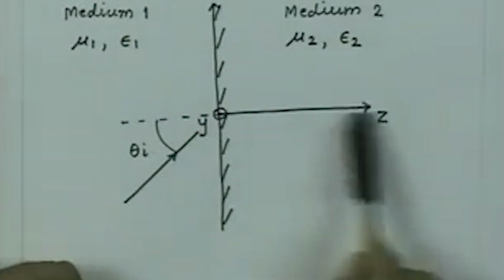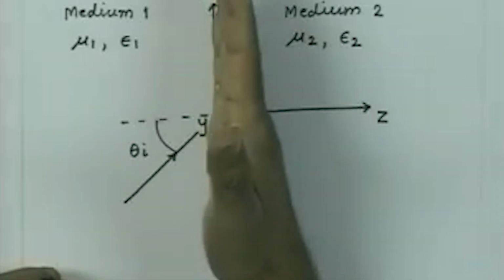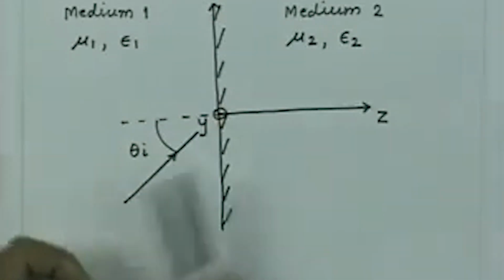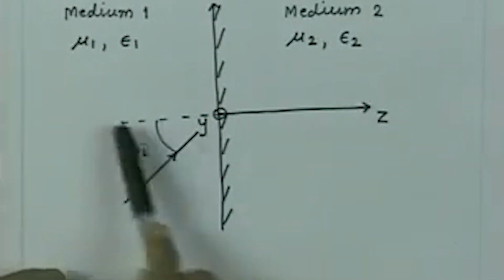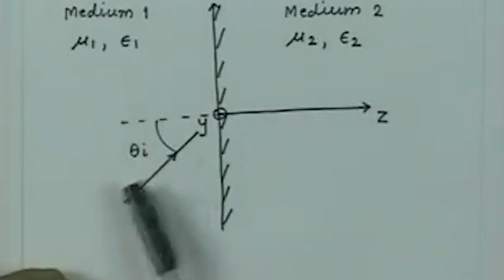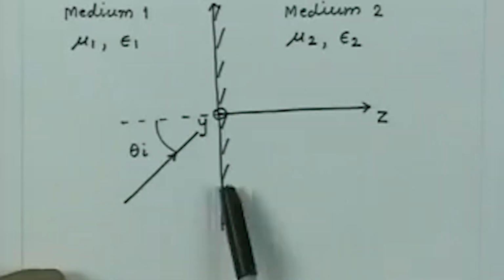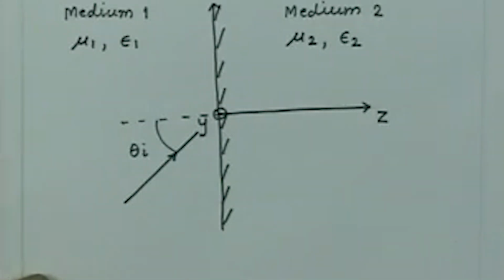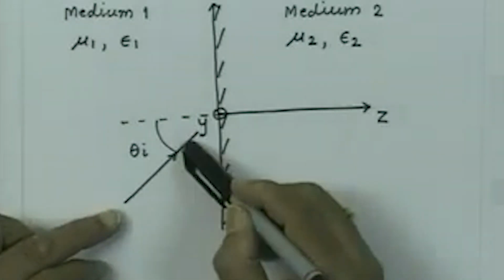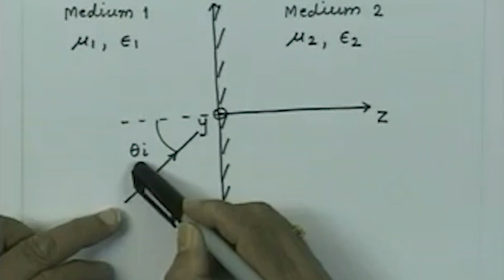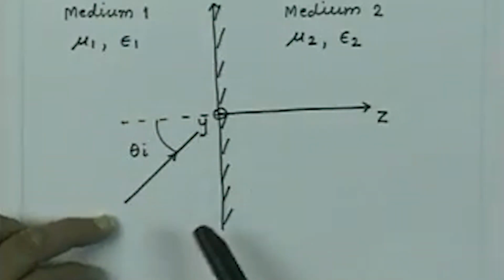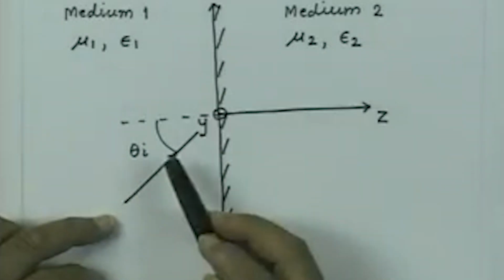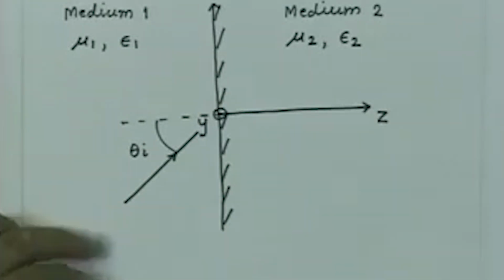Now this direction, the z direction, is perpendicular to the media interface, so we call this the normal to the media interface. So this line which is the z axis is the normal to the dielectric media interface. So we now have a wave travelling at an angle theta I with respect to the normal to the media interface. That is the problem essentially we have. And now we want to ask, when this wave is incident at this angle, what will happen to this wave.